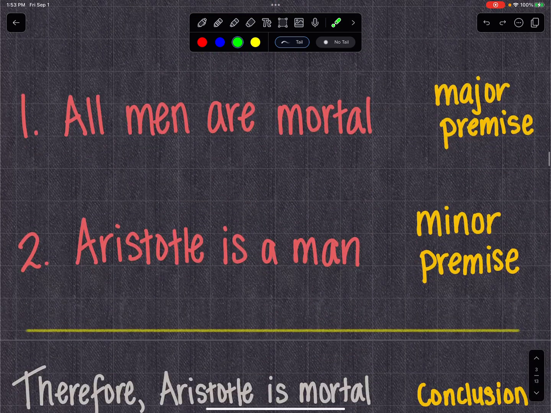All right, so let's start looking at these. The first one that they show as an example is apparently one of the oldest syllogisms known, and it's like this: all men are mortal. That's the major premise.